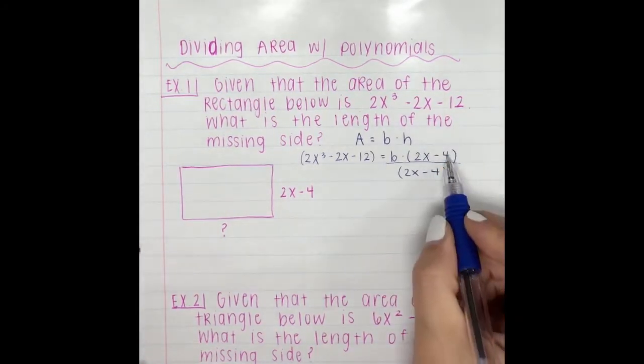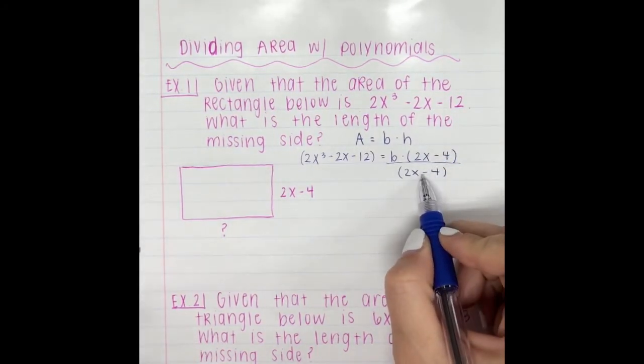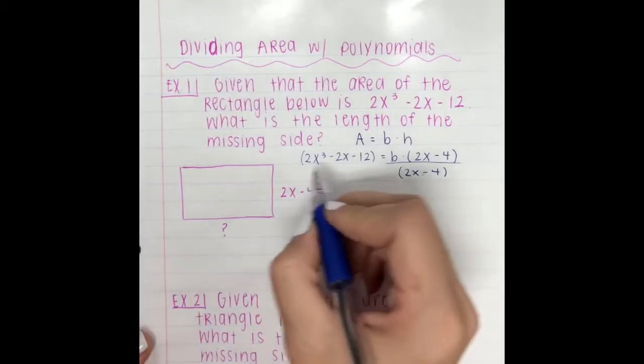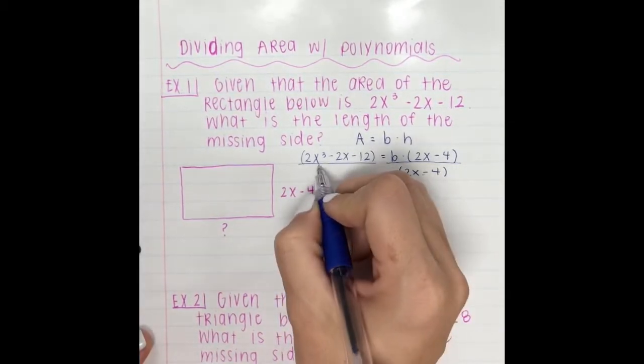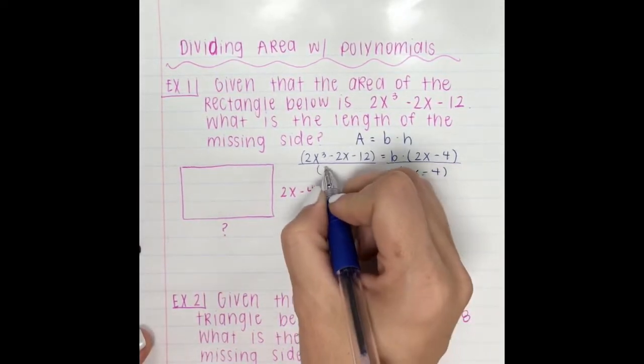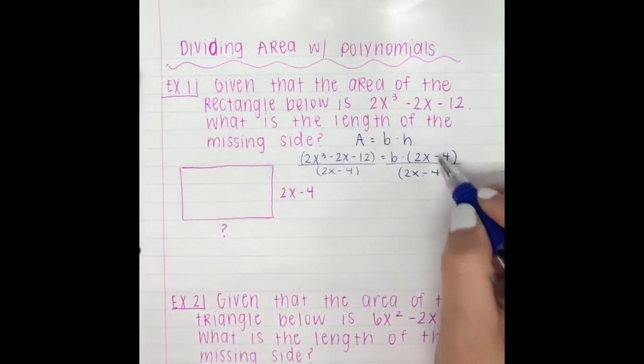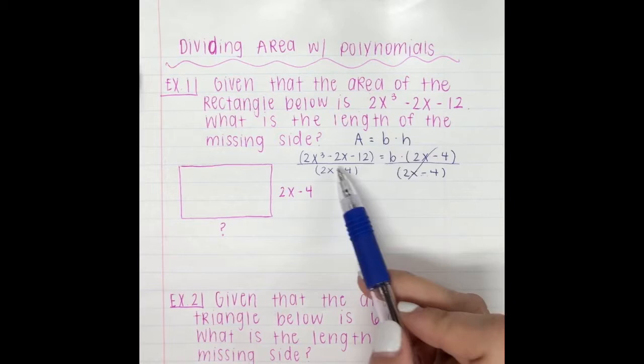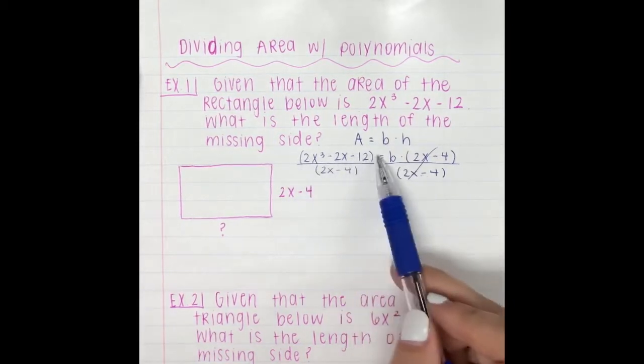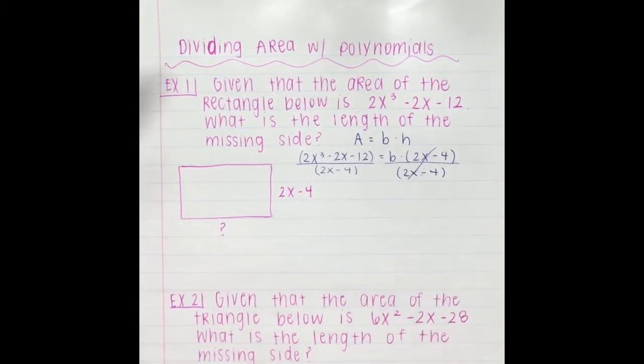In doing that, these 2 binomials would cancel out. And then whatever I did to the right side, I have to do to the left side as well. So I'm also going to divide this side by that same binomial. Okay? So my base is going to equal whatever this trinomial is divided by this binomial, okay?